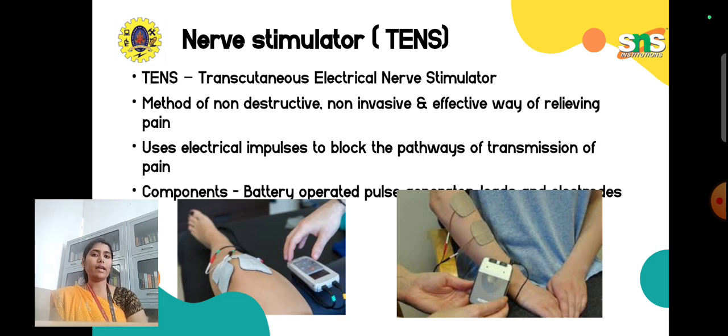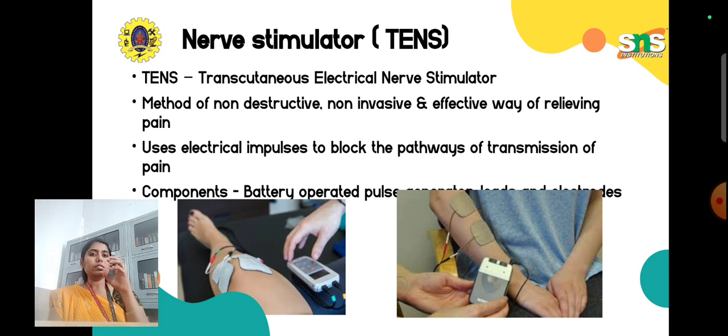Otherwise, it is called TENS. TENS is a transcutaneous electrical nerve stimulator. From the name itself, you come to know the exact meaning of TENS. Transcutaneous refers to the layer of the skin. Here we are using a device which gives an electrical impulse through the layer of skin, that is transcutaneous, to stimulate the nerve. So that is the meaning of TENS: transcutaneous electrical nerve stimulator.